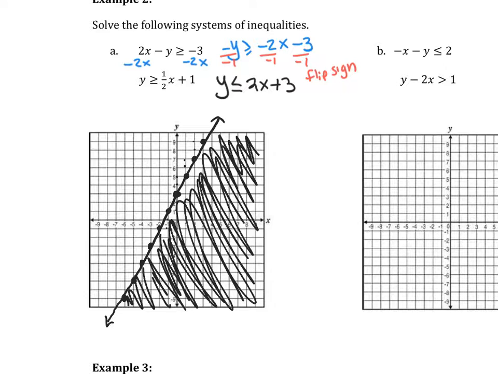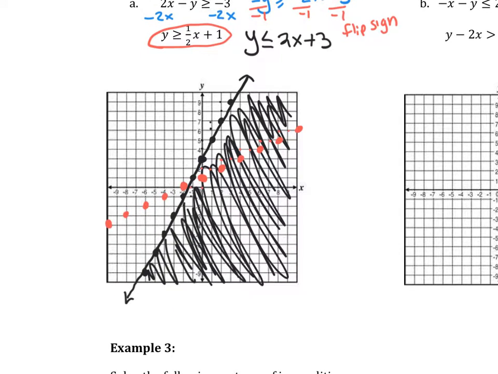Then if we do our second one, so I'll use red for my second one. We have a y-intercept of 1, so the point (0, 1). And then we have a slope of 1/2. So we go up 1, right 2. Or down 1, left 2. Okay, and then will I use a solid or a dashed line? Solid, because it's greater than or equal to. And then do I shade above or below?